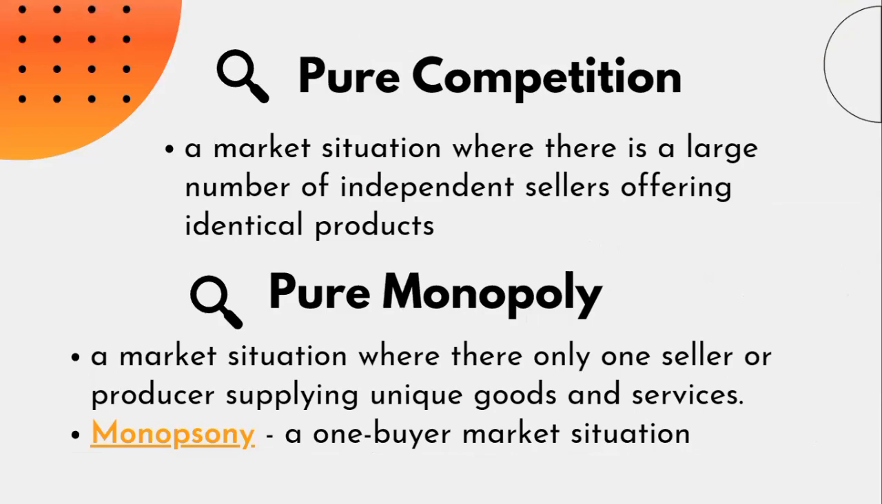So pure competition is a market situation where there is a large number of independent sellers offering identical products. Take note, identical products. While pure monopoly is a market situation where there is only one seller or producer supplying unique goods and services. So unlike in pure competition, in pure monopoly, there are unique goods and services. Monopsony is a one-buyer market situation.